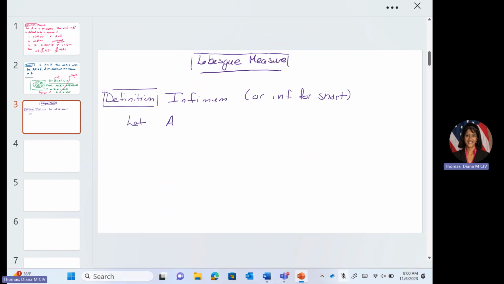I don't need A to be bounded, but I'm just going to put it there. What is that first word you mean? Infimum, I'm defining it. Inf, we just say inf for short. Infimum.